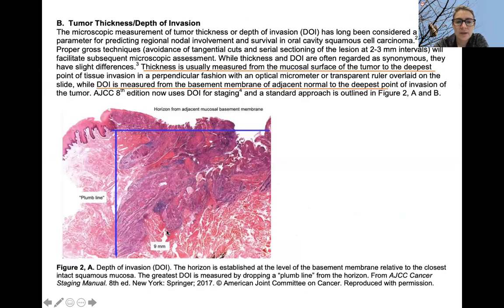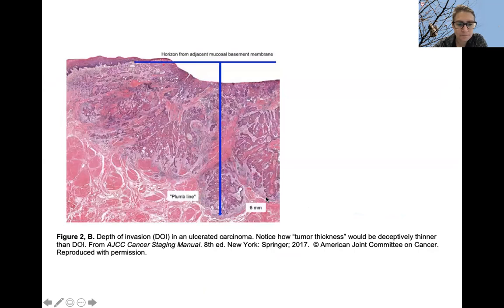All right. Again, just to recapitulate, thickness is the entire tumor from the tip to the base. DOI is only basement membrane to base. And here's an example from the CAP guidelines of how you draw that so-called horizon line and then the plumb line down. And we've done this on our slides at times during sign out with some of you. Here's another example showing, rather than an exophytic lesion, an ulcerated lesion, where the thickness is actually thinner than the depth in places, because of the ulceration.